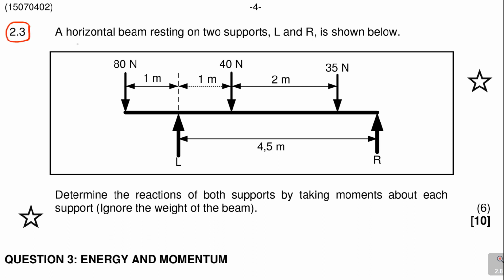Question 2.3 says a horizontal beam resting on 2 supports L and R, that is obvious, is shown below. I think this was simplified compared to any other question that they usually bring. So you've got the 80 newtons that is pushing down, you've got the 40 newtons and the 35 newtons, and then you can see the supports. Are you with me? And then obviously they'll say determine the reactions of both supports by taking moments about each support and then ignore the weight of the beam.